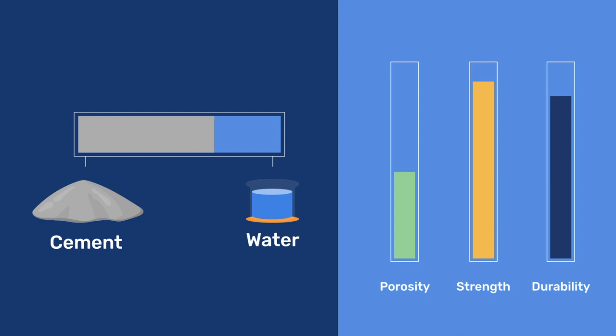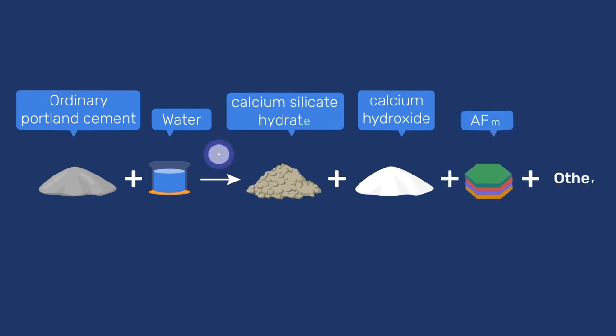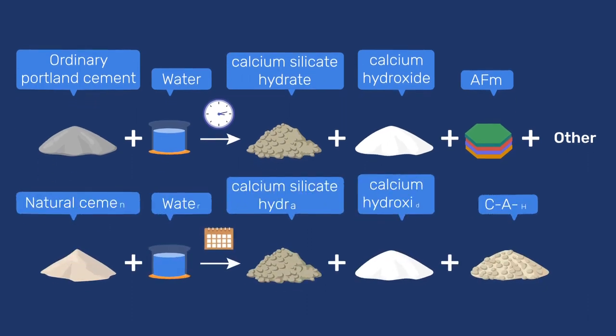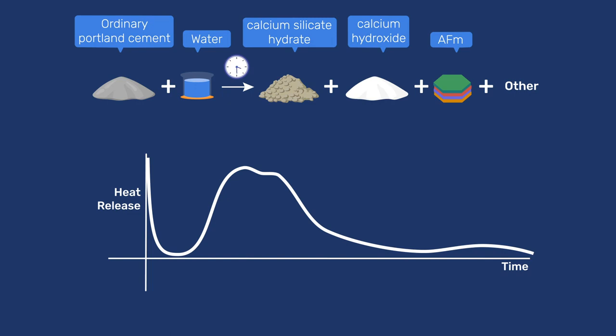An important reason for the success of OPC is that it not only binds a lot of water, but does so at a much faster rate than natural cement. Because this reaction is exothermic, it can be well followed by isothermal calorimetry, which essentially provides a fingerprint for hydration kinetics, as shown here.